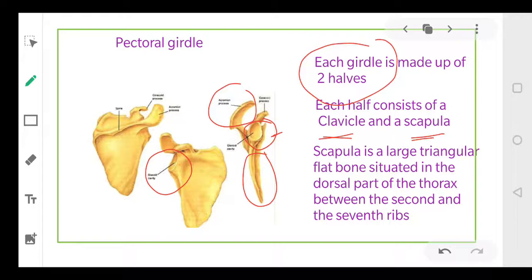And each clavicle is a long slender bone with 2 curvatures. And this is also commonly called the collarbone. ठीक है? इसको हम कभी कभी कॉलर बोन भी कहते हैं. किसको? क्लेविकल को. So clavicle is a slender bone with 2 curvatures. 2 curvatures होते हैं उसमें, slender bone होती है, इसलिए हम उसे collarbone भी कहते हैं. So clavicle bone is also called your collarbone.